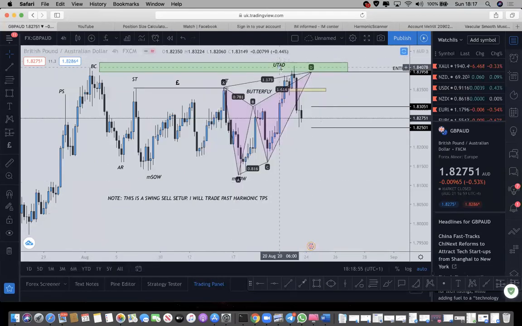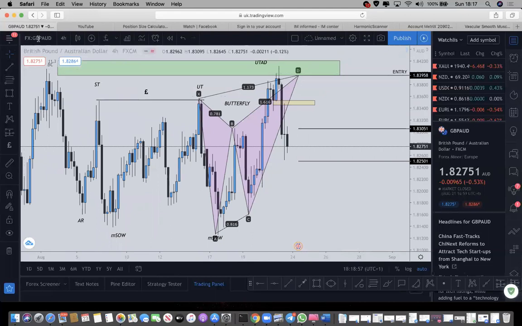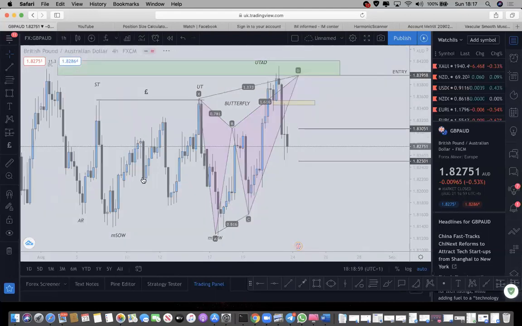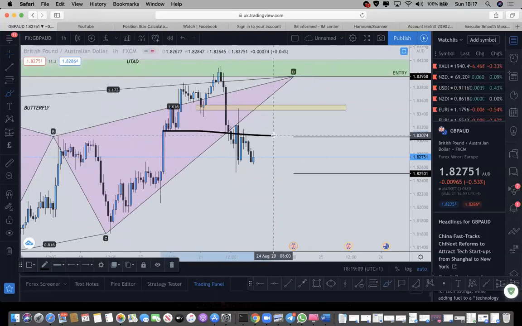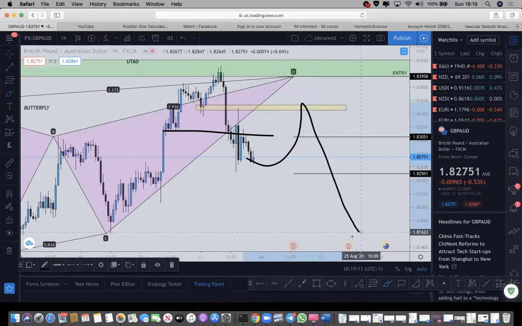That's my UTARD right there. Any form of setup that I want to see on GA right now is just a retracement. All right, we broke market structure here, so I want to see a retracement, probably into the imbalance here, and then we continue going down again. That's all I want to see on GA.